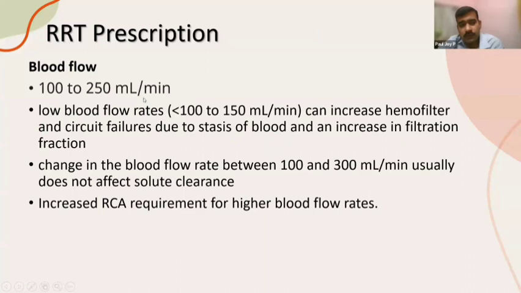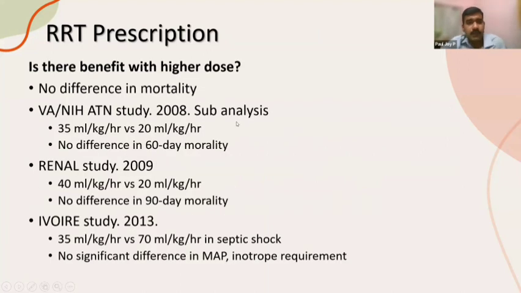The blood flow is around 100 to 250. Lower blood flows can increase hemofilter and cycle failure due to stasis of blood and an increase in filtration fraction. Between 100 to 200, there is not much difference in solute clearance. If the blood flow is increased more than 200 to 250, there is more need of citrate, which can lead to citrate-related complications.